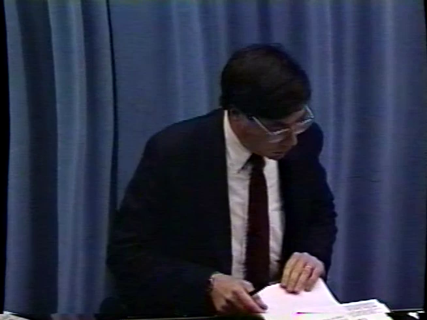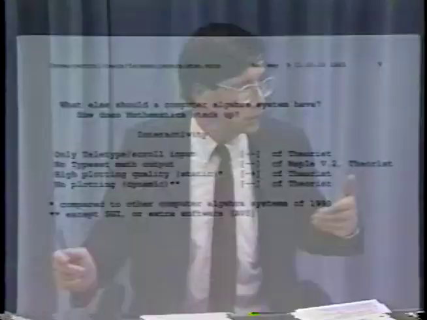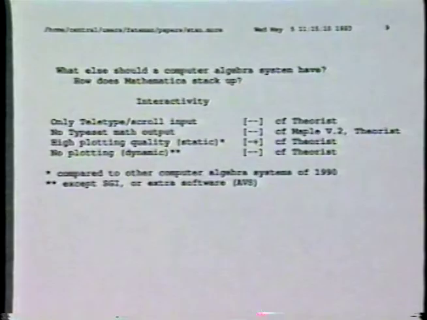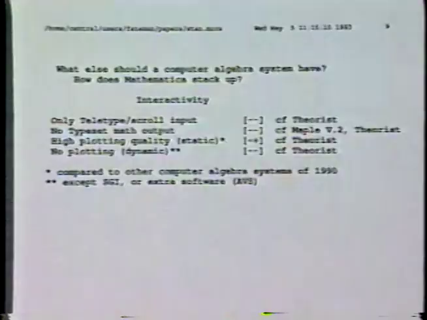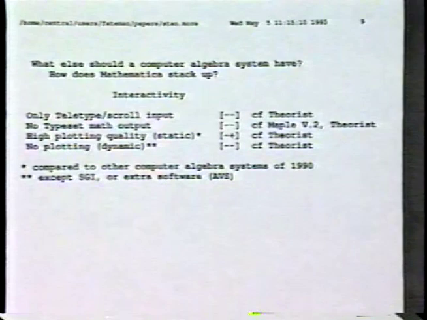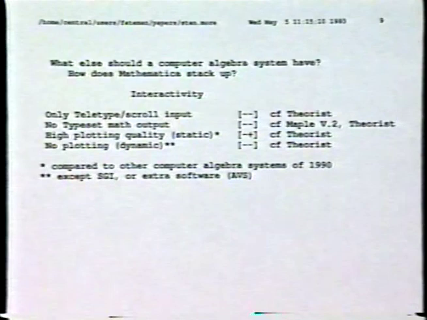But now let's look at what else a computer algebra system should be. Now, Mathematica is more than a computer algebra system. It's a graphic system. It's perhaps a library system or programming language. In fact, Steve Wolfram would like his language to be adopted as an introductory programming language for computer science students and engineers and so forth.